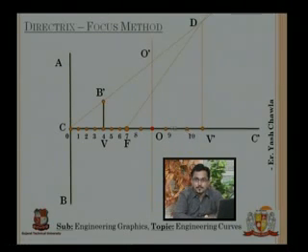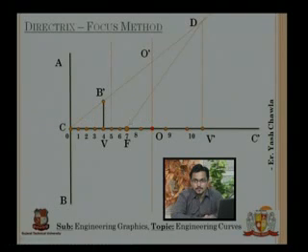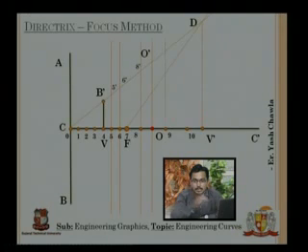Now my next step is, through all these points, that is 5, 6, 8, 9 and 10, I am going to draw perpendiculars like this, through 5, then 6, then 8, then 9 and then 10. And where these points are getting intersected on C D, I'll mark this as 5 dash, 6 dash, 8 dash, 9 dash and 10 dash, and this point will be O dash.